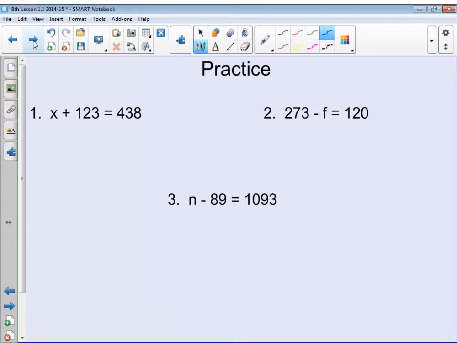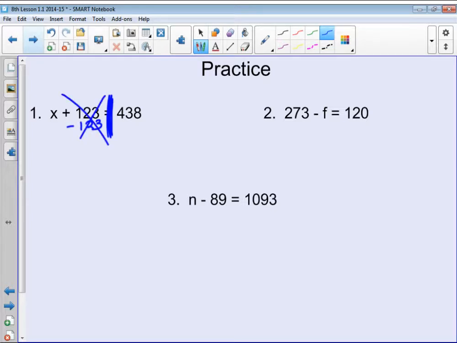Okay, so we're going to go through these so that you can check your answers. On number 1, we've got x plus 123 equals 438. So addition is, we're always going to do the opposite. So the opposite of adding, here's my equal sign, by the way. How I know where to move is I need to get everything to the other side of that line. So right now I'm adding 123, I want to subtract 123. Because addition is always the opposite.